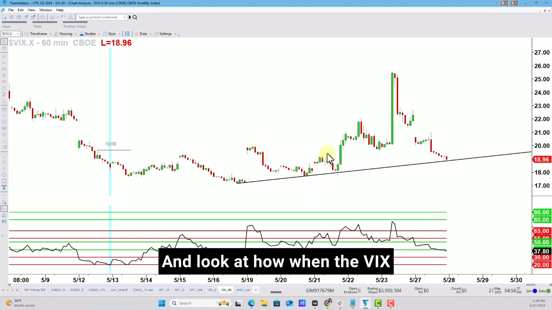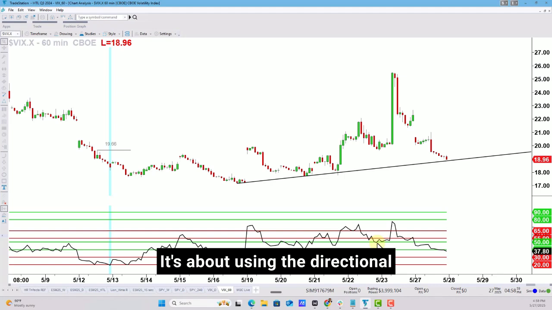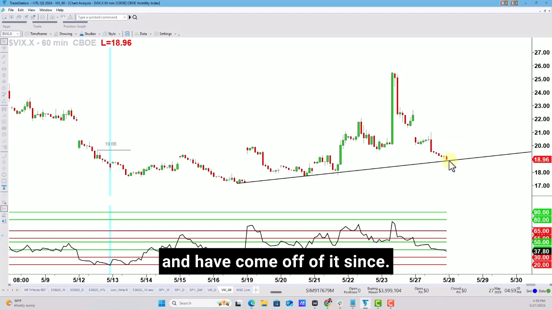And look at how when the VIX popped higher on the intraday charts, it did so from the bull support power zone. If you're paying attention to the VIX and you're not using the RSI power zones to look at it on a 60-minute time frame, you're missing out on so much valuable information. Because look, it did it here again. Remember, my momentum indicator isn't about trading back and forth between the green and red zones. It's about using the directional pushes as a hint as to which direction the underlying security will move. And on Friday, we got this huge pop higher and have come off of it since.